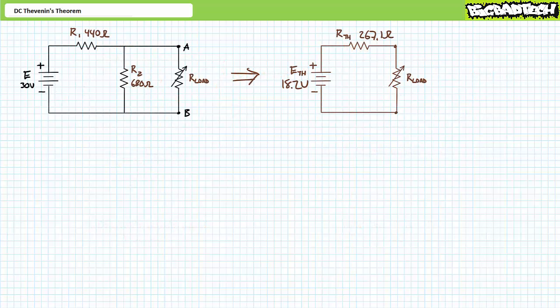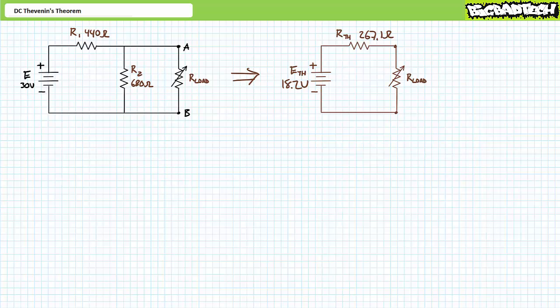Whether you calculated the Thevenin's equivalent voltage and resistance or experimentally determined them, the Thevenin's equivalent circuit for this original circuit is a series combination of ETH, an 18.2 volt source, and RTH, a 267.1 ohm resistor, supplying a variable load resistor, R load, attached to the nodes of interest.